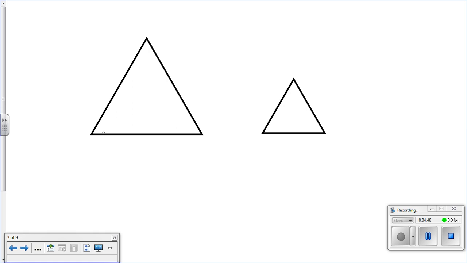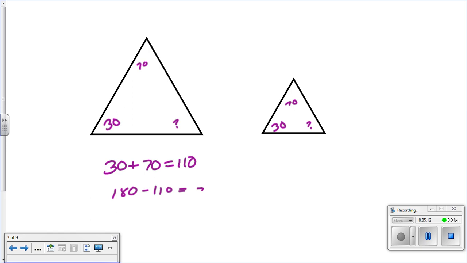So in other words, and this is totally not drawn to scale, if this one is 30 and this one is 70, again, if this one were 30 and this one were 70, the third angle would have to be the same. It would have to be the same because 30 plus 70 is 110, and 180 minus 110 is going to be another 70-degree angle. Whoops. Did I just say that 30 and 70 is 110? I was joking. That's going to be 100.